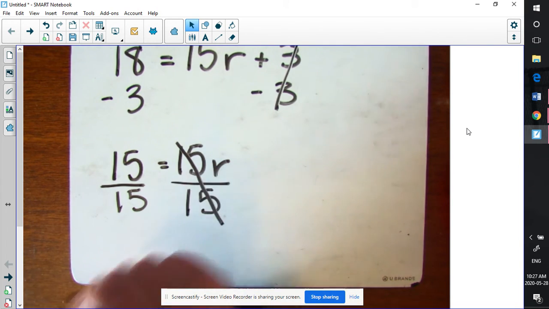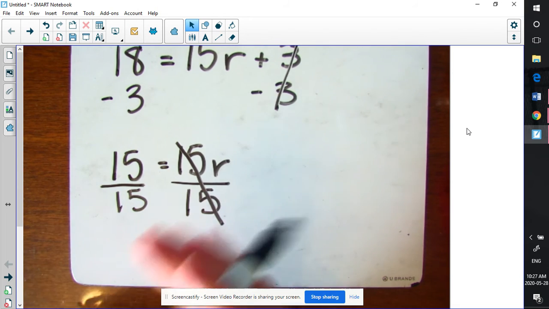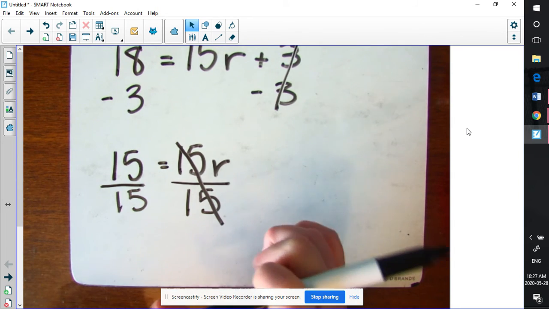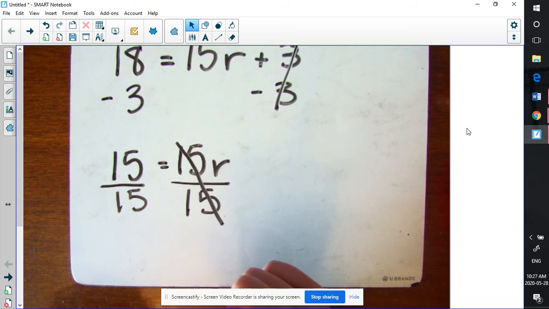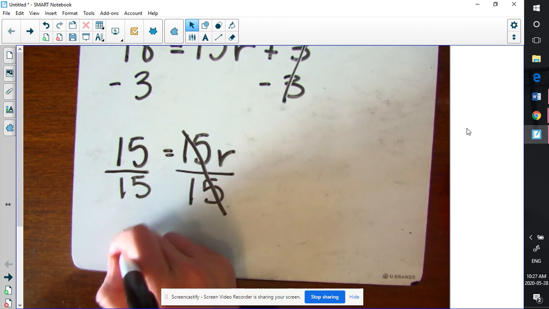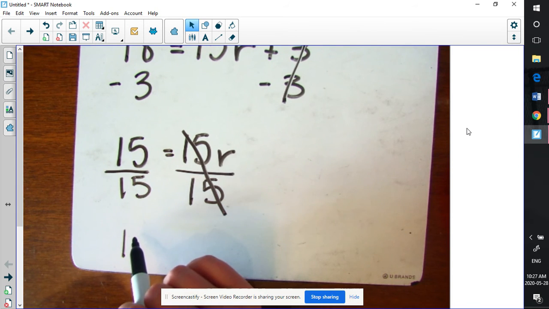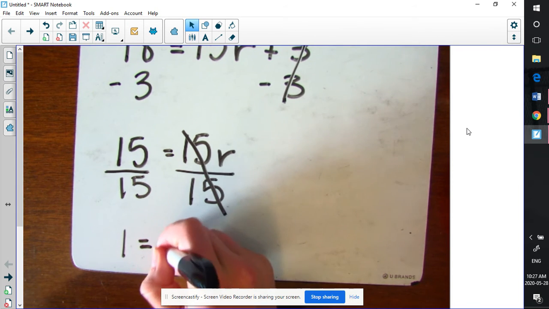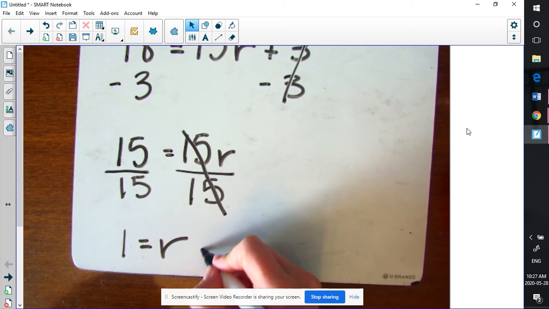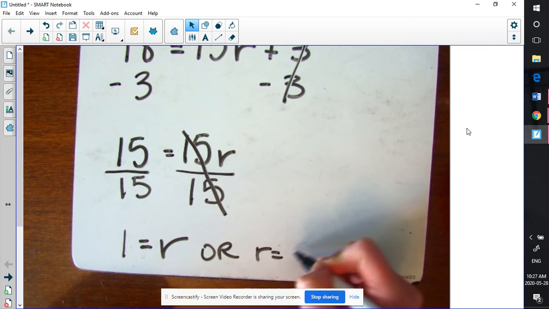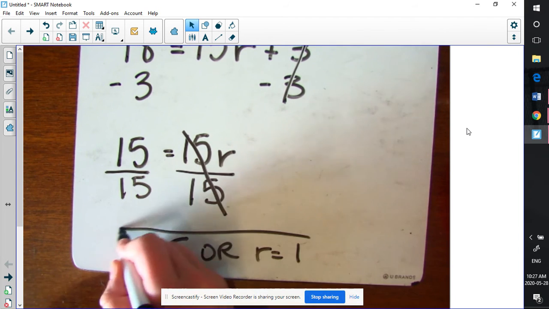So these 15's cancel. 15 divided by 15, this is kind of a tricky one. What's 15 divided by 15? Think about it for just 1 second. It's not 0. Take out your calculator if you need to, but the answer is 1. Anytime you divide a number by itself, the answer is 1. So that means 1 equals r, or r equals 1.